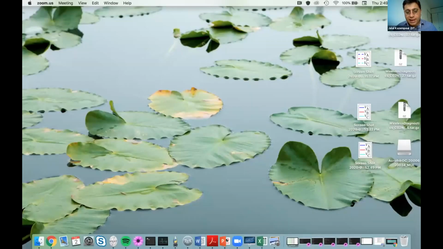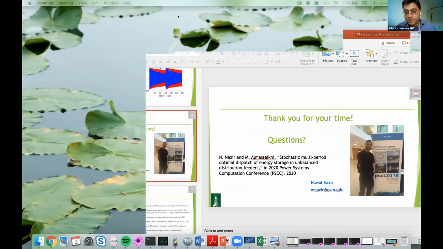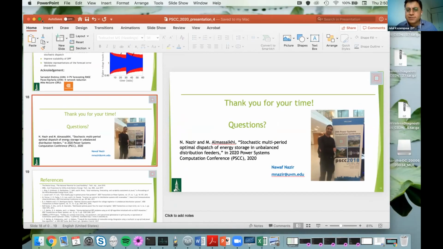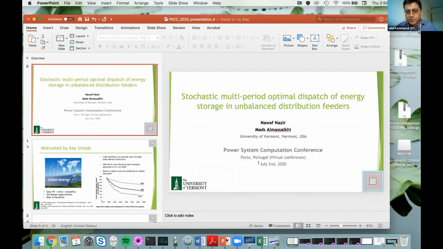Nawaf is a student member of IEEE, and he received a master's degree in electrical engineering from Virginia Tech in 2015. He's currently working towards a PhD degree in electrical engineering at the Department of Electrical and Biomedical Engineering at the University of Vermont. His research interests include modeling and optimization of virtual batteries in power systems. I think Nawaf is working with Max Almassalkhi, if I'm not wrong. And he's going to talk now about stochastic multi-period optimal dispatch of energy storage in unbalanced distribution feeders.